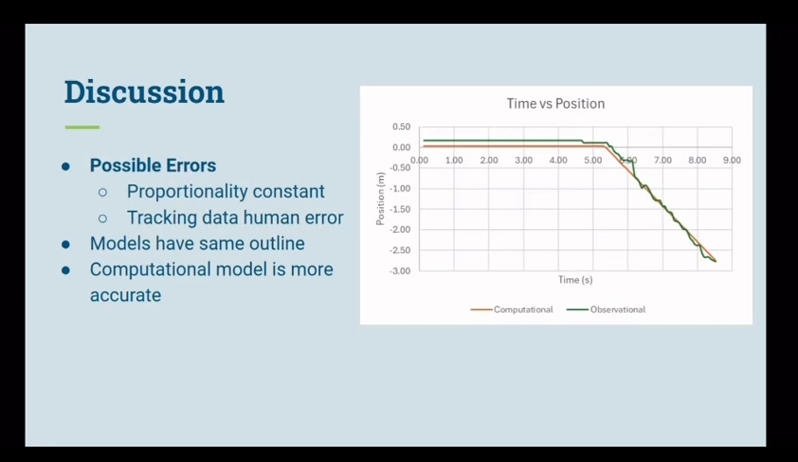Possible errors in the lab are due to human error in Tracker causing outlier points in the observed model. In addition, as stated, the proportionality constant of the drag force was used based on estimation, so there could be more suited values. Based on the results, both models have similar outline shapes. The graphs plateau until 5.27 seconds, then decrease rapidly. While the observed model has a shaky slope due to inconsistent tracking errors, the computational model has a perfect slope, so it is evidently more accurate.